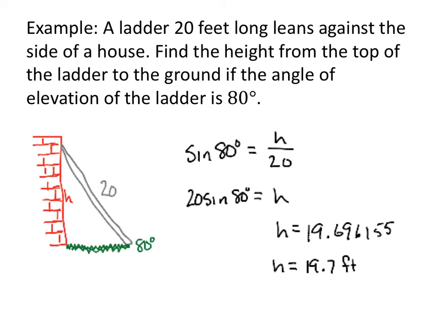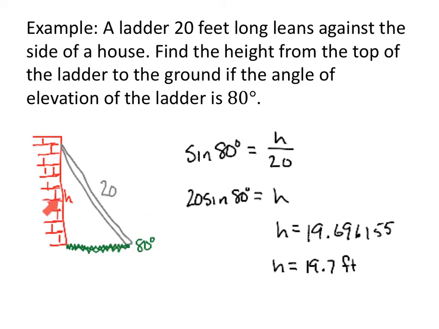A ladder 20 feet long leans against the side of a house. Find the height from the top of the ladder to the ground if the angle of elevation of the ladder is 80 degrees. Here's a little safety tip. Your ladder should never be at an angle larger than 80 degrees due to tipping. And you should probably make it a little less than 80. 70, 75 is better, but whatever. We'll go with 80. Safety here, people. My little brick house, I want to know how high up the wall I reach for a 20-foot ladder.